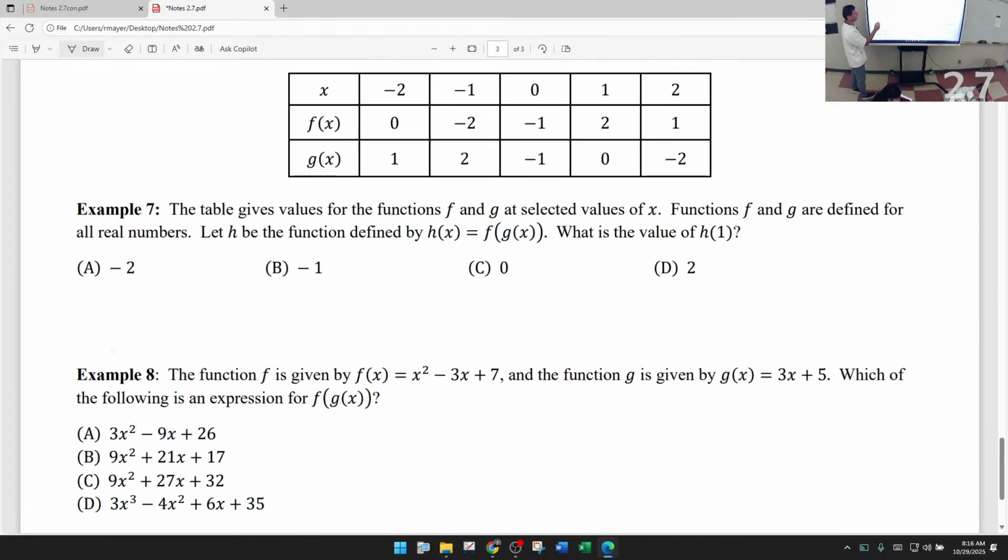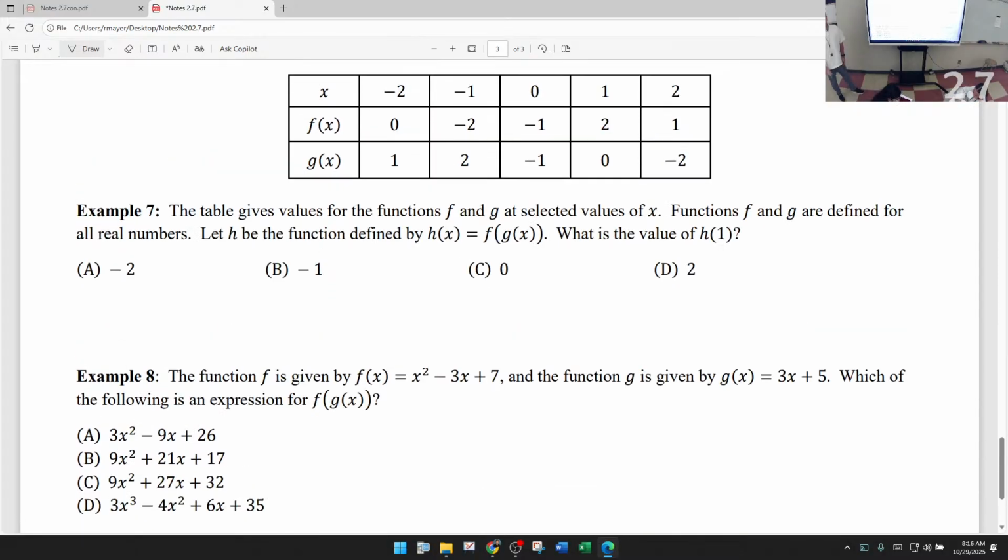Example number 7. This is a good question. I remember this one from a couple years ago. The table gives the values of the functions f and g. So here's x, my inputs, here's the output if it's f, here's my outputs if it's g. Functions f and g are defined for all real numbers. That means the domain goes from negative infinity to infinity.